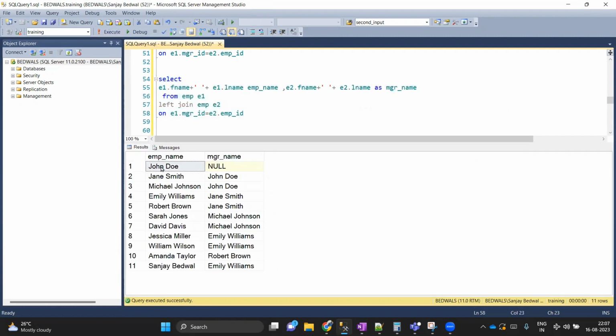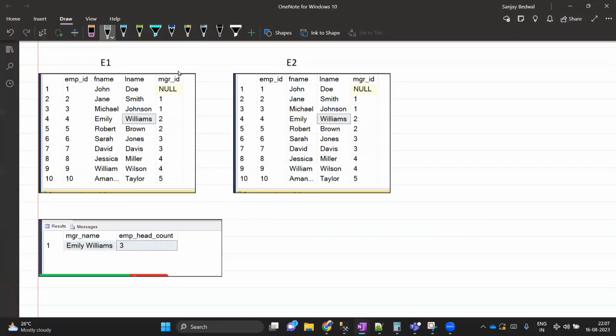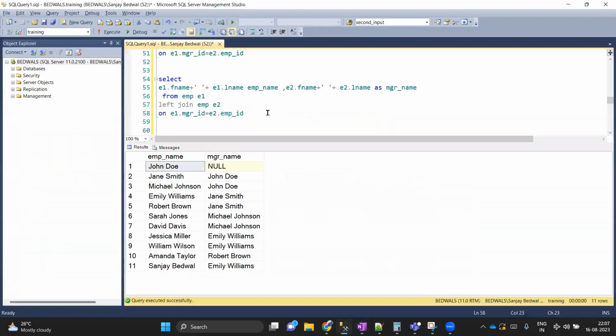All right, so now we have employee name and manager name. E1 table was having all the employee name information, and E2 table was having all the manager name information. You can treat it something like that, even though they both are the same table, we have simulated them in a way that E1 is behaving like an employee table, and E2 is behaving like it has the information of a manager table. Don't get confused on this. Stay with me.